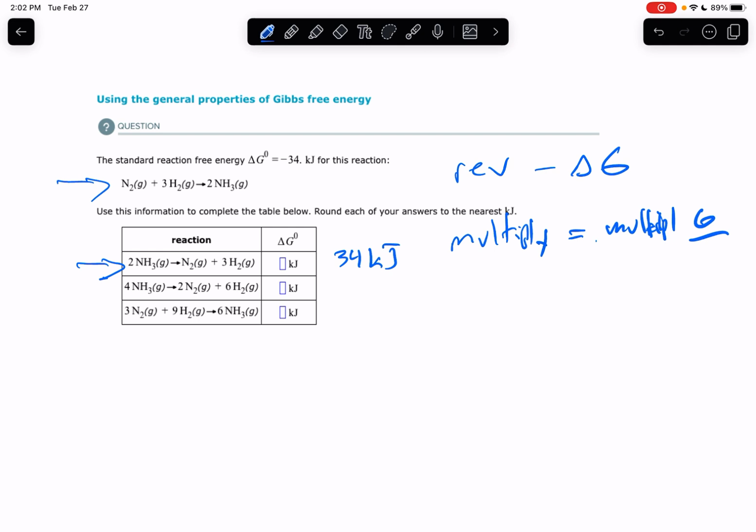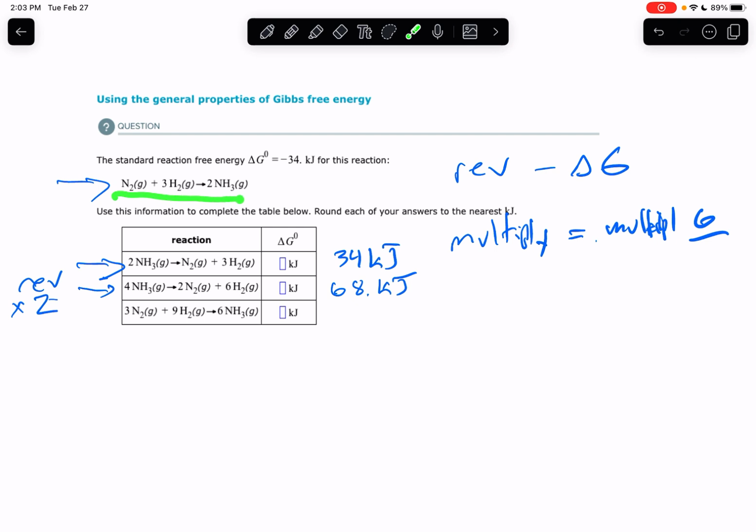So now let's look at the next one. If you compare the next one, we discover that two things have happened here. Not only have they reversed the equations, but haven't they also then multiplied it by 2? So we already know what the value is for the reversal because we just did it right here. Now we have the entire equation being multiplied by 2. So when we multiply this by 2, over here we're going to end up with 68 kilojoules.